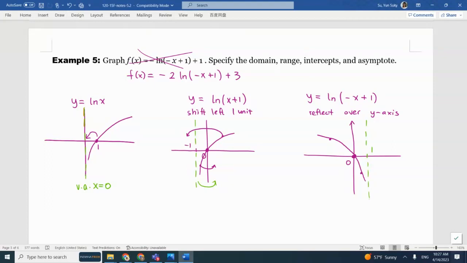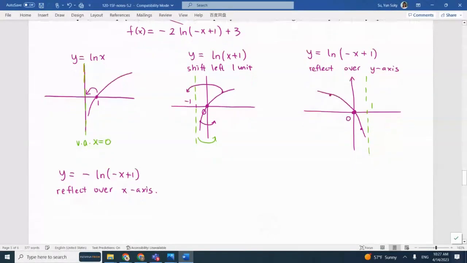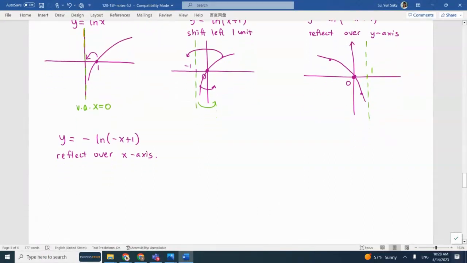Reflect over the x-axis because we have a minus sign in front of the whole thing. Yeah? Alright. So we have y equals negative ln of negative x plus 1. Alright, so this is reflect over the x-axis. Okay. So if you kind of forget some of the transformation, watch the lecture video on session 2.5. Okay? And so keep going. Reflect over the x-axis.